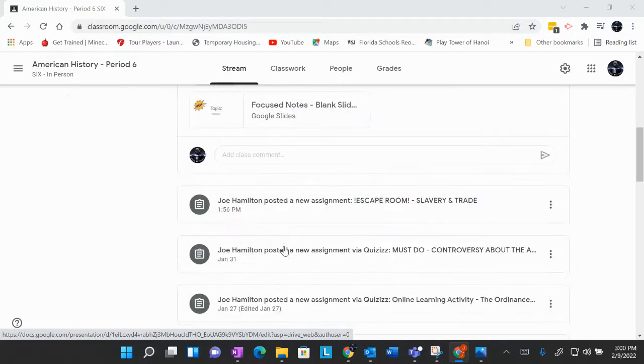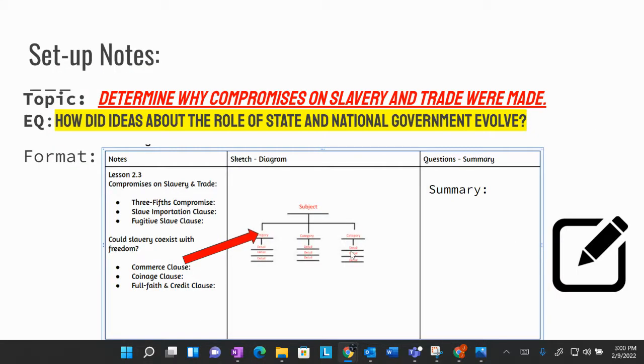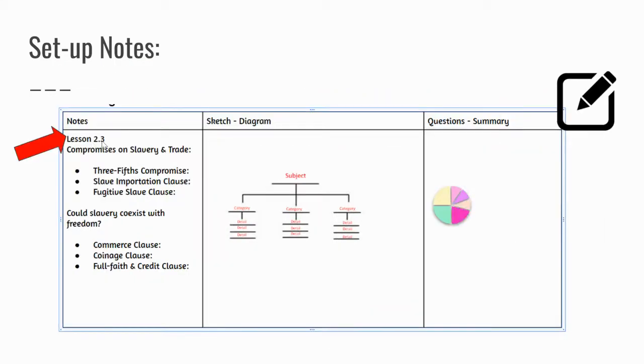And also, by the way, we did do an escape room on slavery and trade. So if you feel up to it and you can knock this out before tomorrow, before the end of the school day tomorrow, then I will include it in class craft. Okay. Now, so make sure that you pause it here and go ahead and type in your notes.